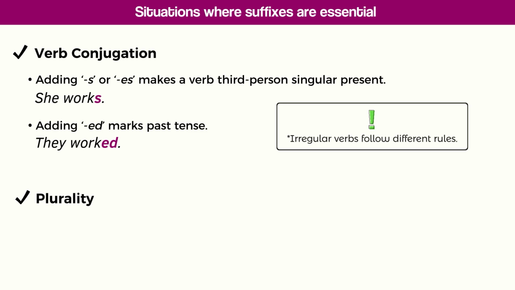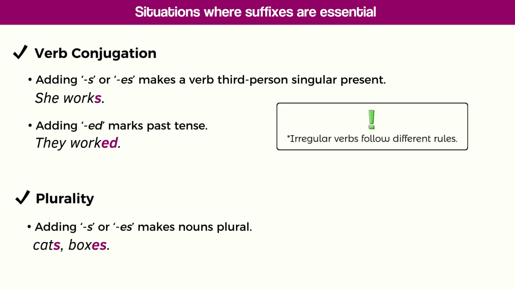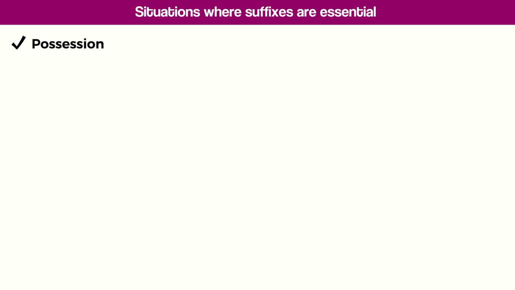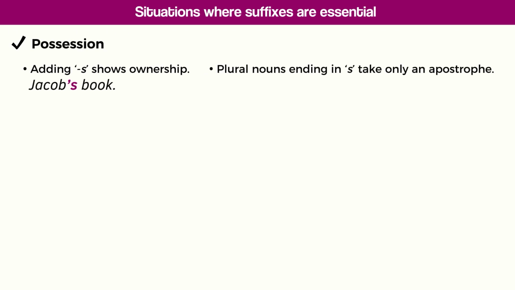Plurality. Adding s or es makes nouns plural. For example, cats, boxes. Please note, irregular nouns change differently. Child becomes children. Possession. Adding 's shows ownership. For example, Jacob's book. While plural nouns ending in s take only an apostrophe. For example, students' rooms.